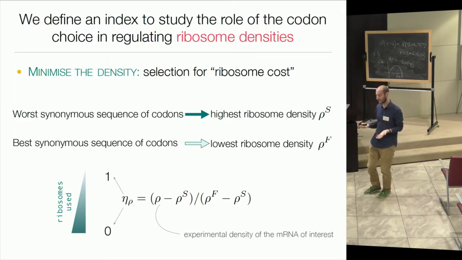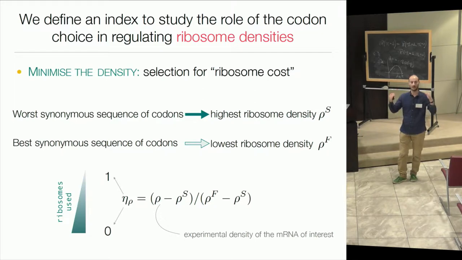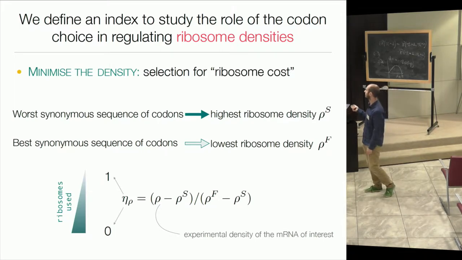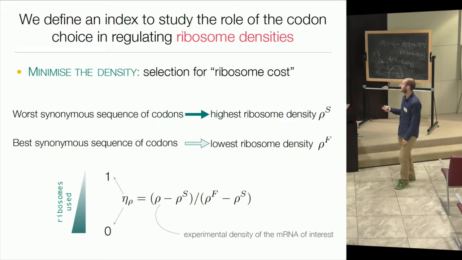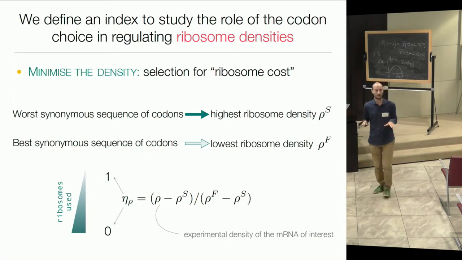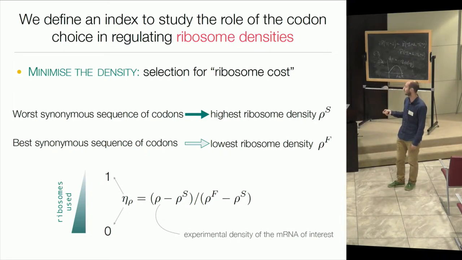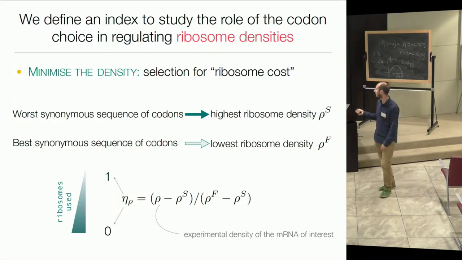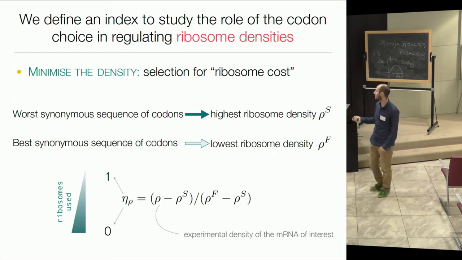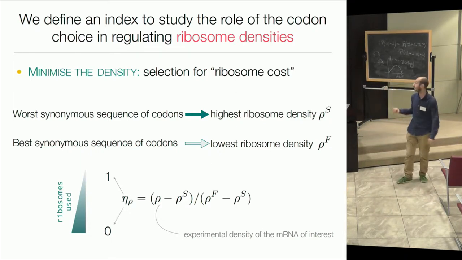One thing you might say is that each sequence wants to minimize the amount of ribosomes that it uses, so that is a kind of selection for ribosome cost. The worst synonymous sequence of codons will be the one that carries the highest ribosome density, and the best synonymous sequence will be the one that carries the lowest amount of ribosomes. Then you can define an index, eta rho, for the density. This index is 1 if you don't use a lot of ribosomes, so the best sequence, and 0 if you use a lot of ribosomes.